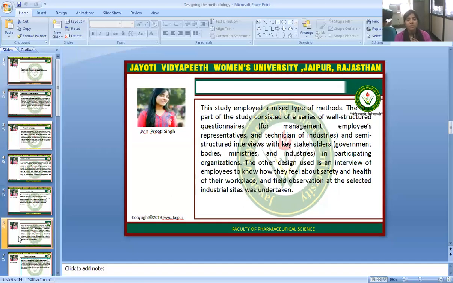So this study employs a mixed type of methods. The part of the study consists of a series of well-structured questionnaires for management, employees, and representatives and technicians of industries, and semi-structured interviews with key stakeholders and government bodies, ministries, and industries in participating organizations. The other design used is an interview of employees to know how they feel about safety and health of their workplace, and field observation at the selected industrial site was undertaken.